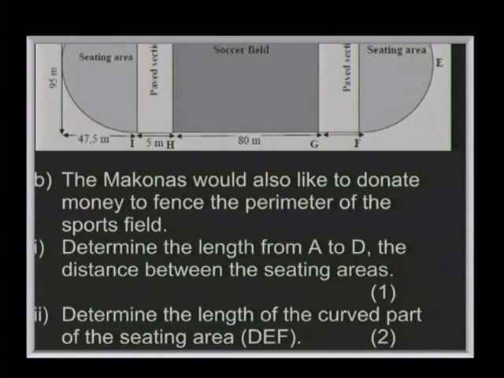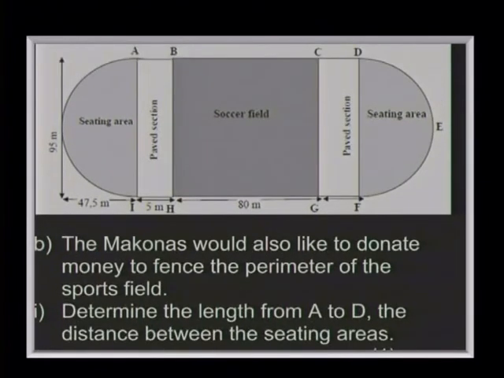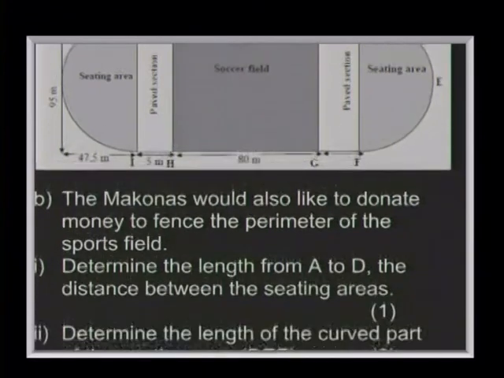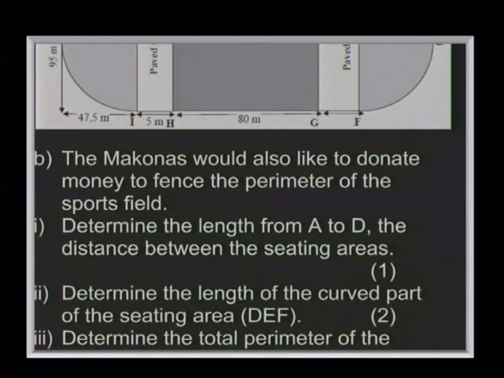Right, let's see what the next part of the question says. The Micrornas would also like to donate money to fence the perimeter of the sports field. So the perimeter is the entire outside of the sports field. They want to fence it. So first part's going to be determine the length of A to D.